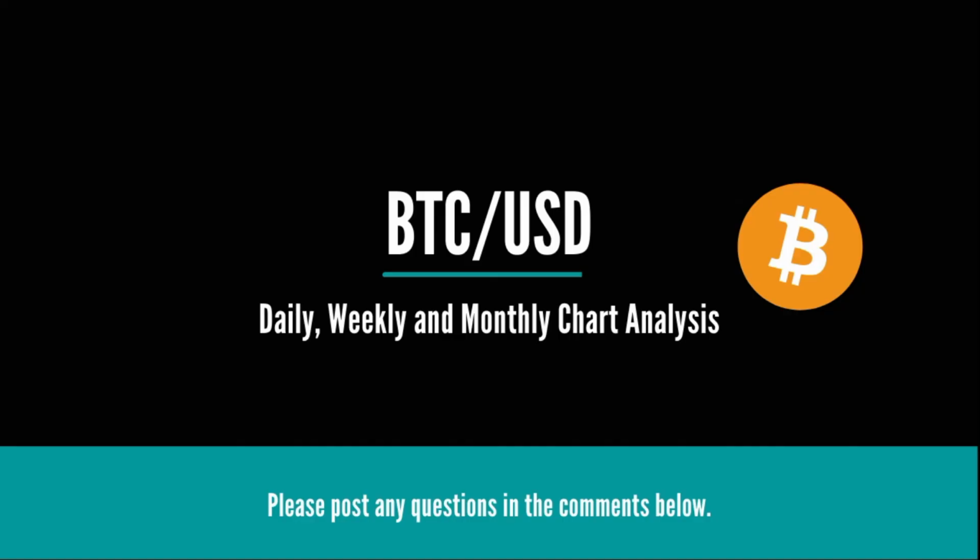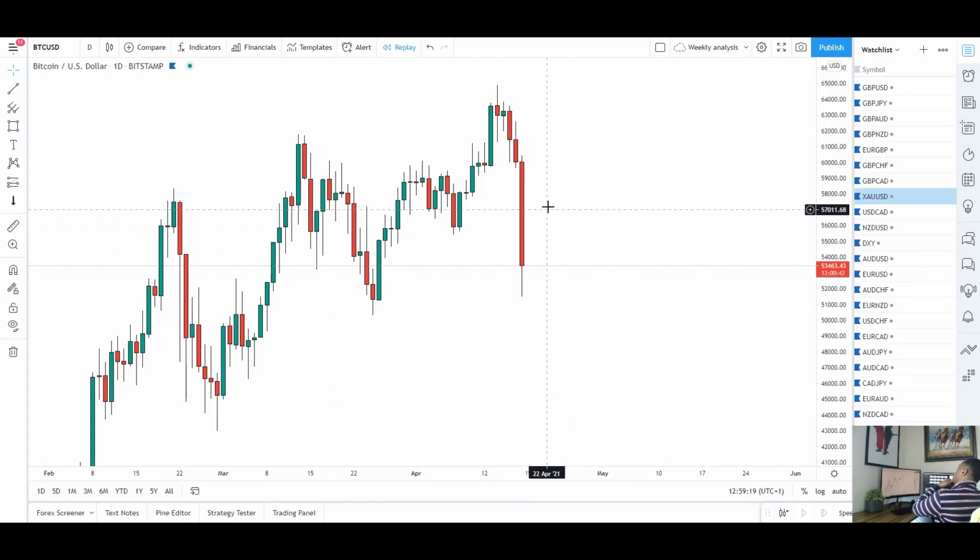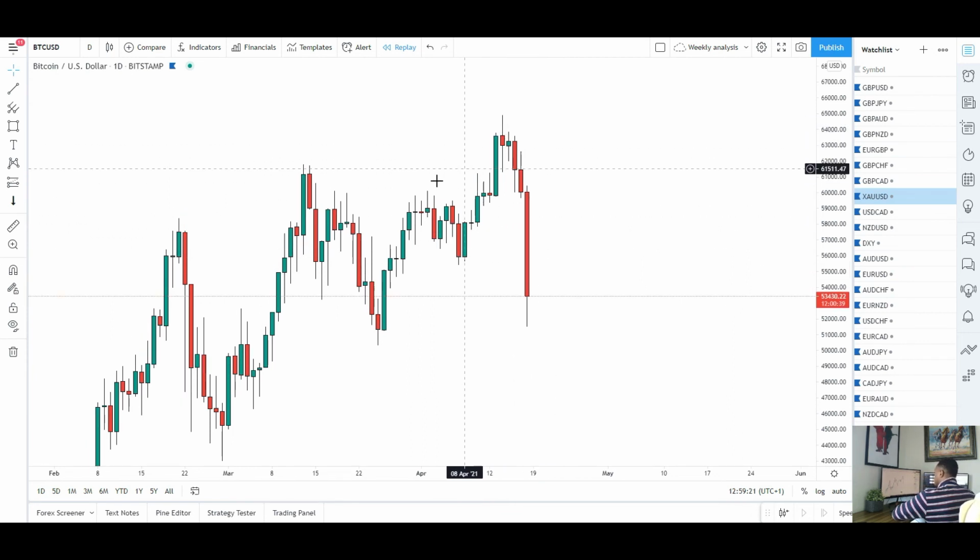And last but not least, we've got Bitcoin. So for Bitcoin, we saw a nice push to the upside. Price almost tapped into 65,000, which was my target. However, we got up to around 64,800, give or take, before we saw this big dump to the downside.